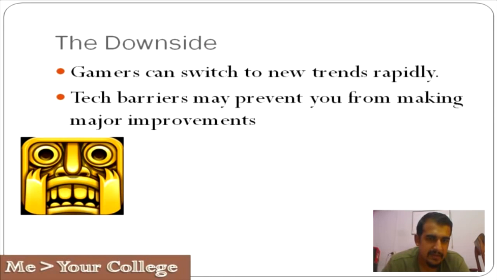The technology barriers may prevent you from making major improvements. Now, this game Asphalt 8, it's close to about 1.5 GB, I think, to download. Now, there are a lot of people who are unable to download this game because their internal memory doesn't support it. Now, this makes it a problem because the newer games this company, Gameloft, is going to release are going to have better quality graphics, better quality sound, and therefore it's going to take up more space.